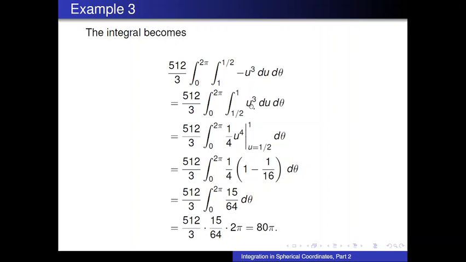So then let's do this u integral. The integral of u cubed becomes 1/4 u to the 4th, which we'll evaluate at 1 and at 1/2. So we get 1/4 times the difference, 1 minus 1 over 16. That gives us 15 over 16, and if we simplify that, 15 over 64. So then we'll have 512 over 3 times the integral from 0 to 2 pi of 15 over 64 with respect to theta. There's no theta here, so we'll just slap a theta on and multiply by 2 pi. And so what we get is 512 over 3 times 15 over 64 times 2 pi, which simplifies to 80 pi.